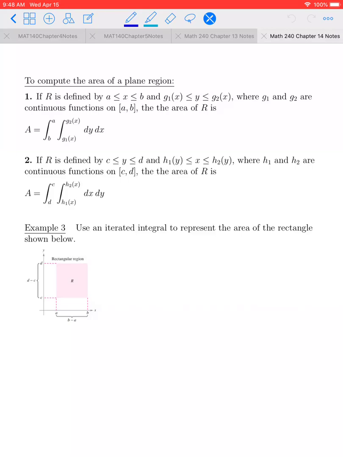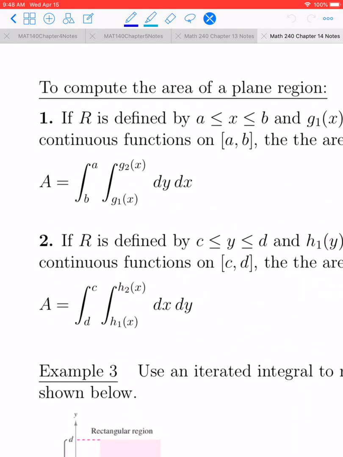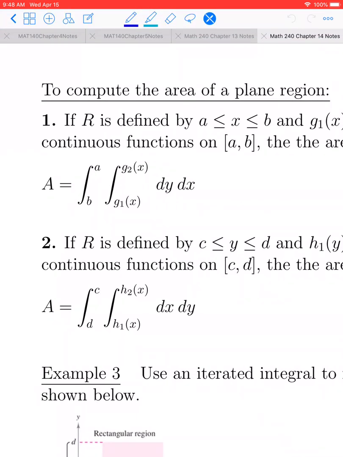Based upon the previous discussion, this gives us a way to compute the area of a plane region. Suppose R is defined by a less than or equal to x less than or equal to b, and y is between g1 of x and g2 of x, where g1 and g2 are continuous functions on the closed interval a to b. Then the area of R is going to be given by the iterated integral from a to b of the integral from g1 of x to g2 of x dy dx.